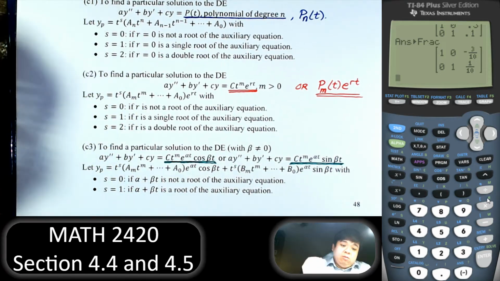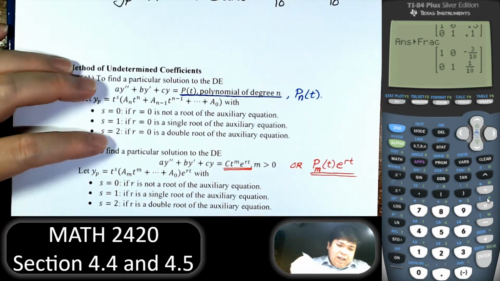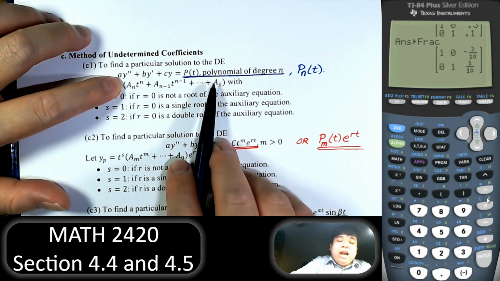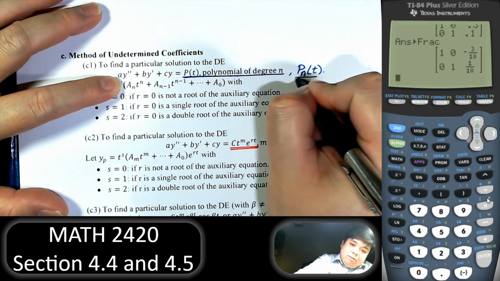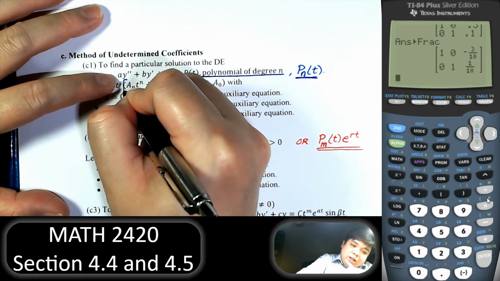All right, now the guess. Now, if it is a polynomial, we will guess a polynomial of the same degree. So if it is the same polynomial, we will guess the same degree here.